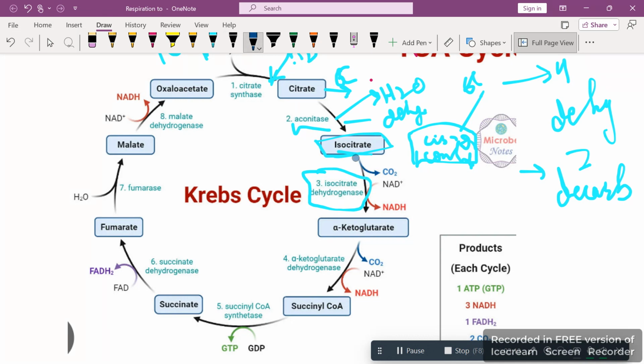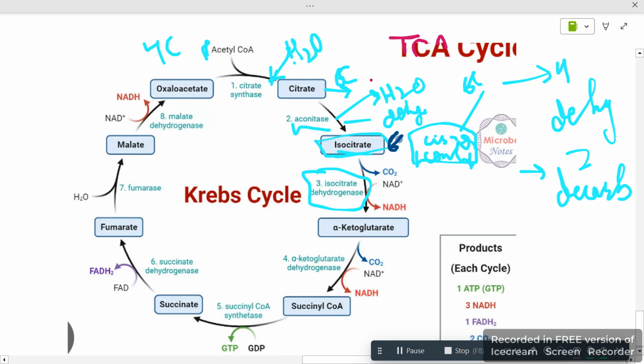So after isocitrate you will study, isocitrate is a 6 carbon containing compound. Okay, isocitrate 6 carbon, and here carbon dioxide will leave the cycle. This means NAD would be converted into NADH, and the enzyme which has been used here is known as isocitrate dehydrogenase, which will convert it into alpha ketoglutarate. Okay, this is a 5 carbon containing compound.